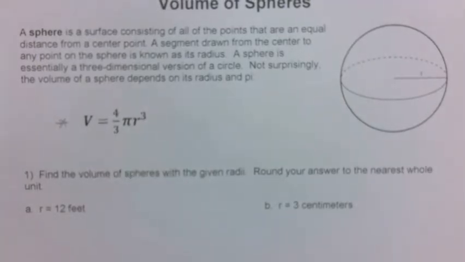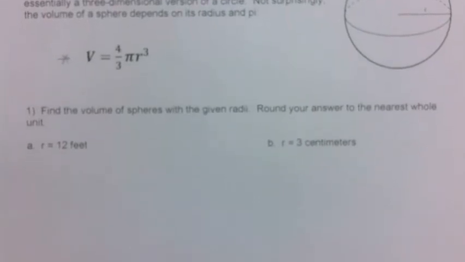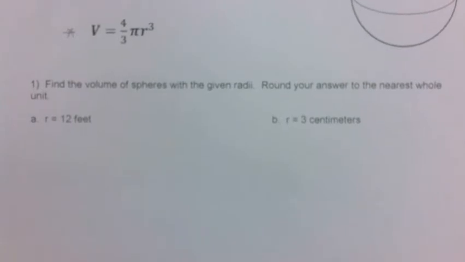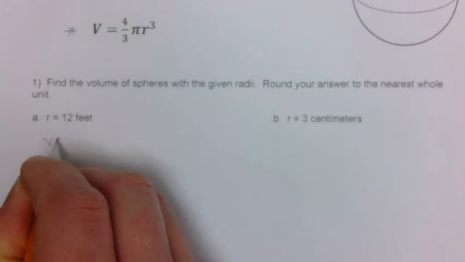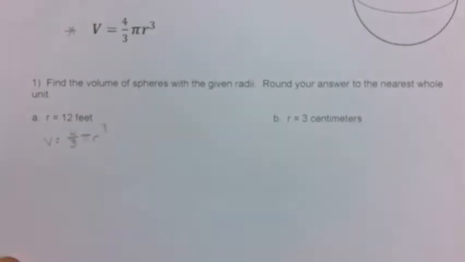We're going to use that formula to find the volume of spheres with the given radii. We'll round our answers to the nearest whole unit. So in question A, we're going to start with a sphere that has a radius of 12 feet. We'll start by writing down the volume formula. V equals 4/3 pi r cubed.